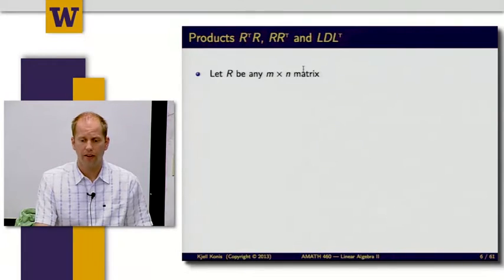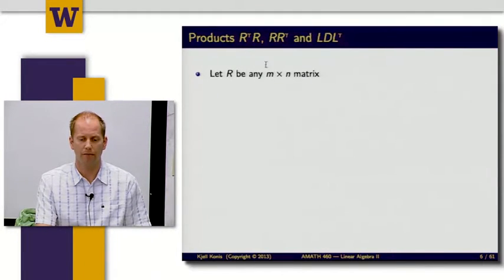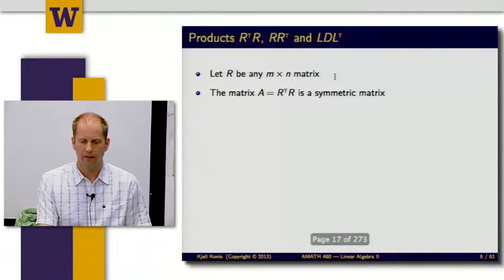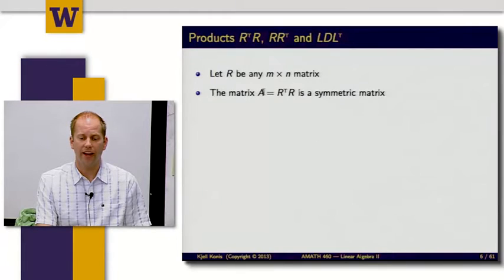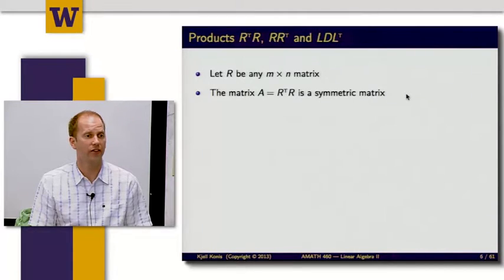Okay. Now I want to explain a little bit where symmetric matrices are going to come from. So let R be any m by n matrix. I'm using R just because I want it to be a rectangular matrix, so not necessarily square. It has m rows and n columns. Then the matrix A that I define as the product of R transpose and R is going to be a symmetric matrix. To show that, all we have to do is take the transpose of A and show that that's equal to A.